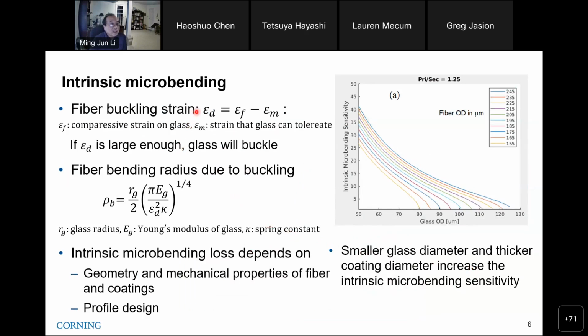Let's look at the intrinsic microbending. For intrinsic microbending, we define a buckling strain. It's the difference between the strain applied to the fiber minus the strain that the glass can tolerate. If this buckling strain is large enough, then the fiber will buckle. When the fiber buckles, we can use the bending diameter or bending radius to describe the buckling effect. We can calculate the bending radius using this formula. Basically it depends on the glass radius and the Young's modulus of the glass.